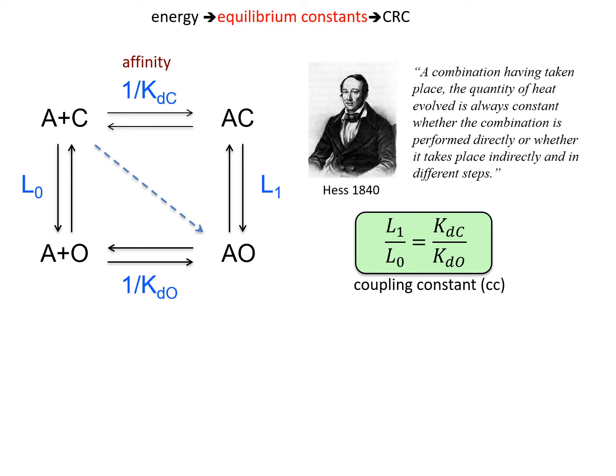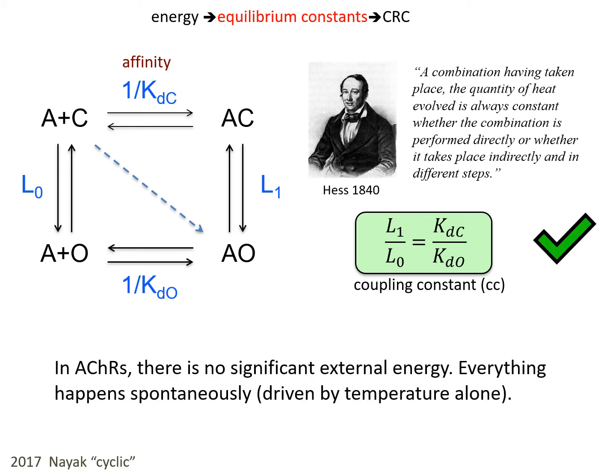So what we did is we decided to test this by measuring each of the four equilibrium constants independently. And we found that for 4 different agonists at 3 different binding sites, the green equation was correct. So in acetylcholine receptors, there is no significant external energy. Everything that happens does so spontaneously, driven by temperature alone.